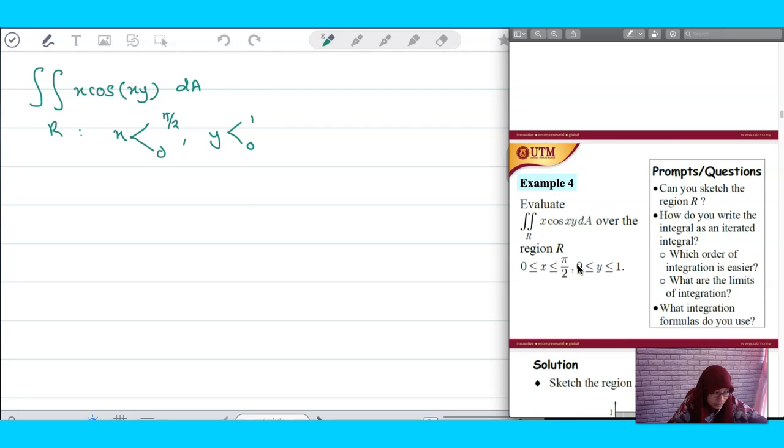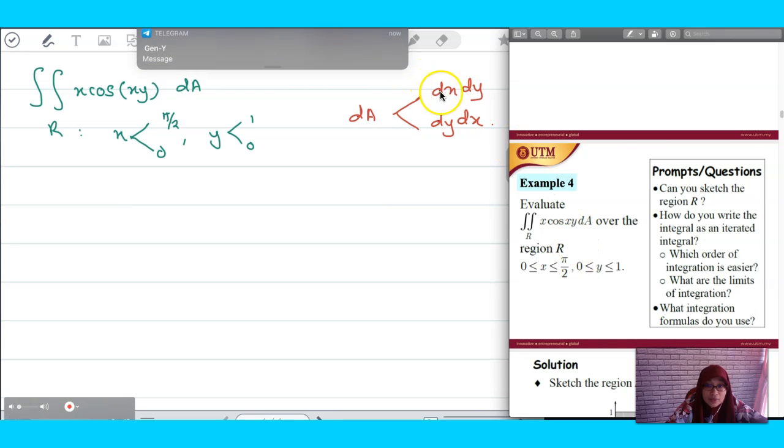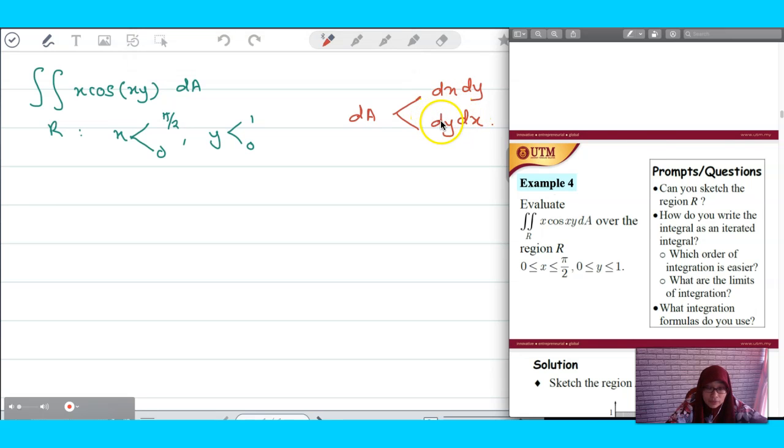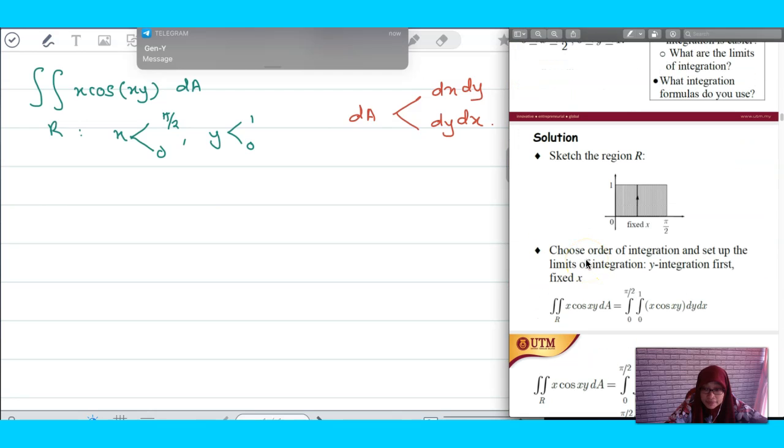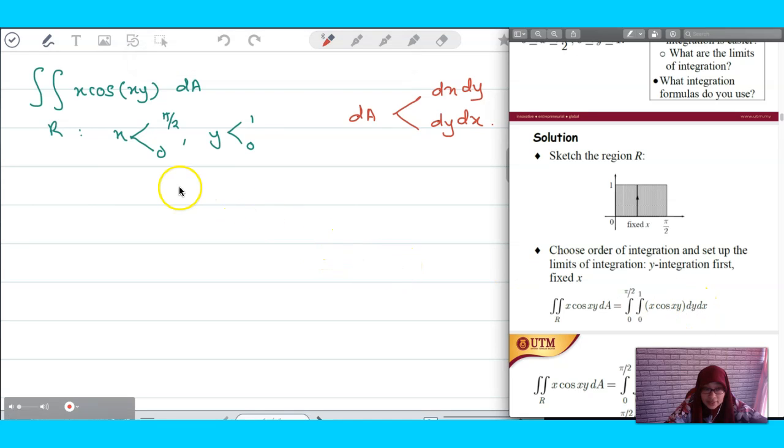we have to determine which order of integration we want to use here. Since we know that dA can be dx dy or dy dx, if you choose dx dy, you have to integrate first with respect to x. If you choose dy dx, you have to first integrate with respect to y. Okay, so in this case, I'll just refer to the given answer here. So let's say we start with dy dx. So we choose dy dx, so we integrate first with respect to y.